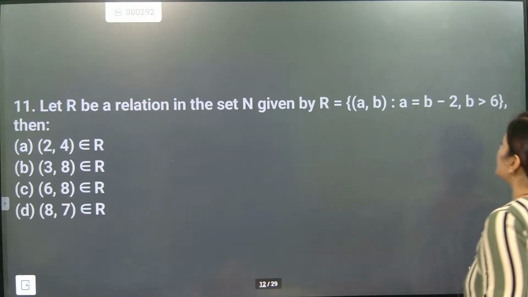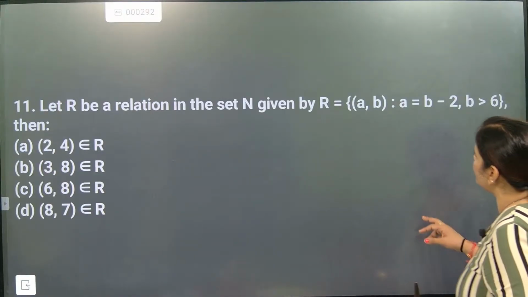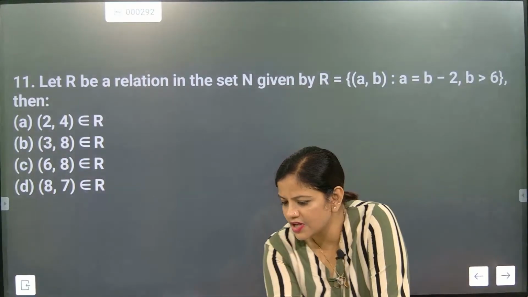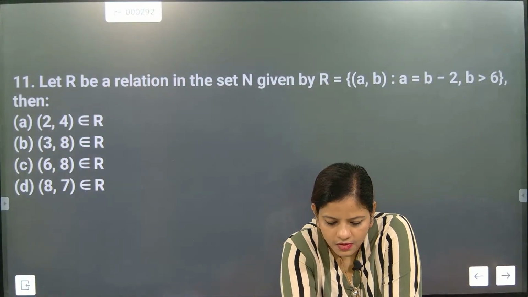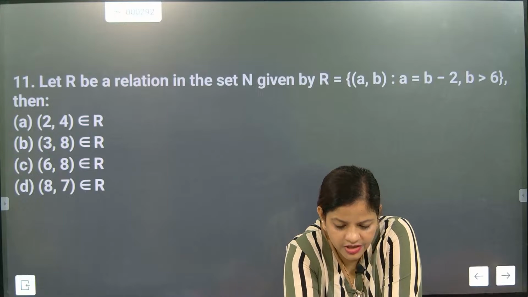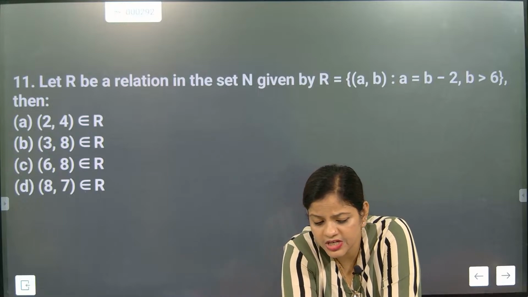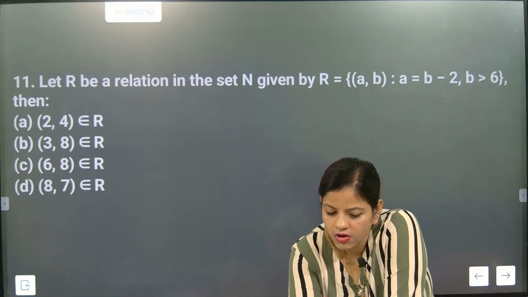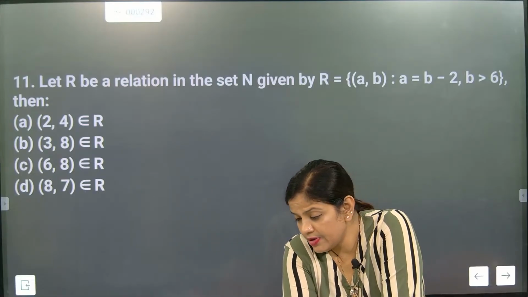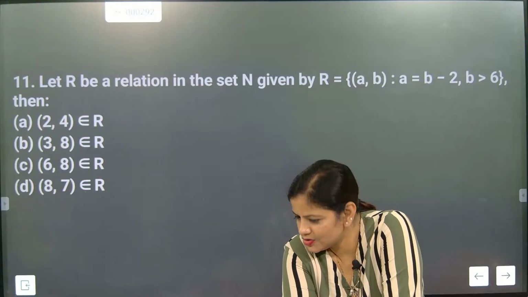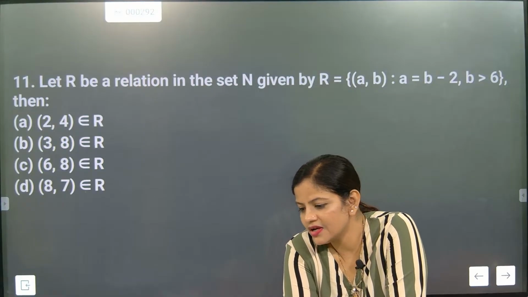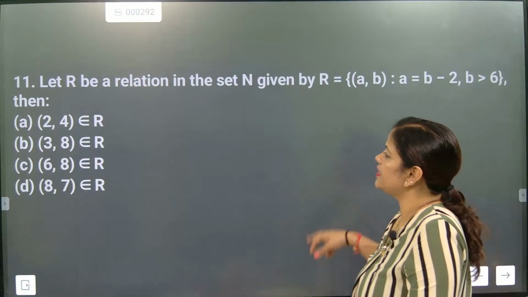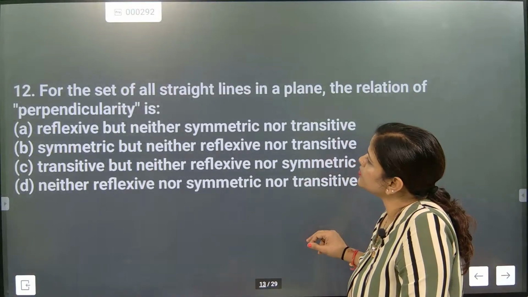R is the relation given, R is equal to A minus B, where B should be greater than 6. Definitely this question we have solved. Now say the answer without solving. Actually, this question came in which year? The previous question came in CBSE 2019, and the question which you are solving now already came in the board exam. Yes, 2019. So just now we solved a 2019 question. Again, we are resolving it. So the answer is coming as 6, 8. So these questions were already asked in the board exam. So collecting them is sometimes a problem.